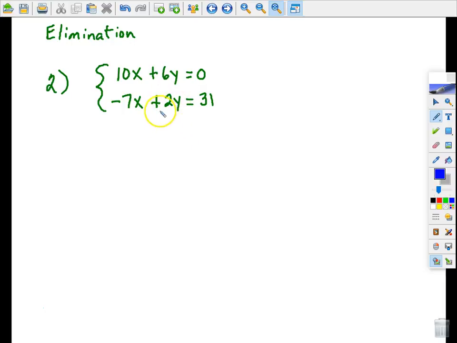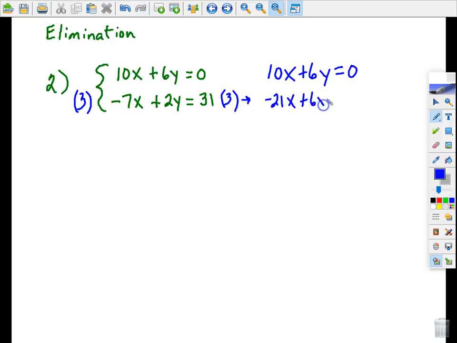Here's an example of multiplying, for example, the bottom equation by 3. Don't forget, that's both sides of the equation by 3. And the result, I'm just going to rewrite the top equation of this system because I didn't have to do anything to the top equation. But the bottom equation, everything being multiplied by 3, will give me this, negative 21x plus 6y equals 93.